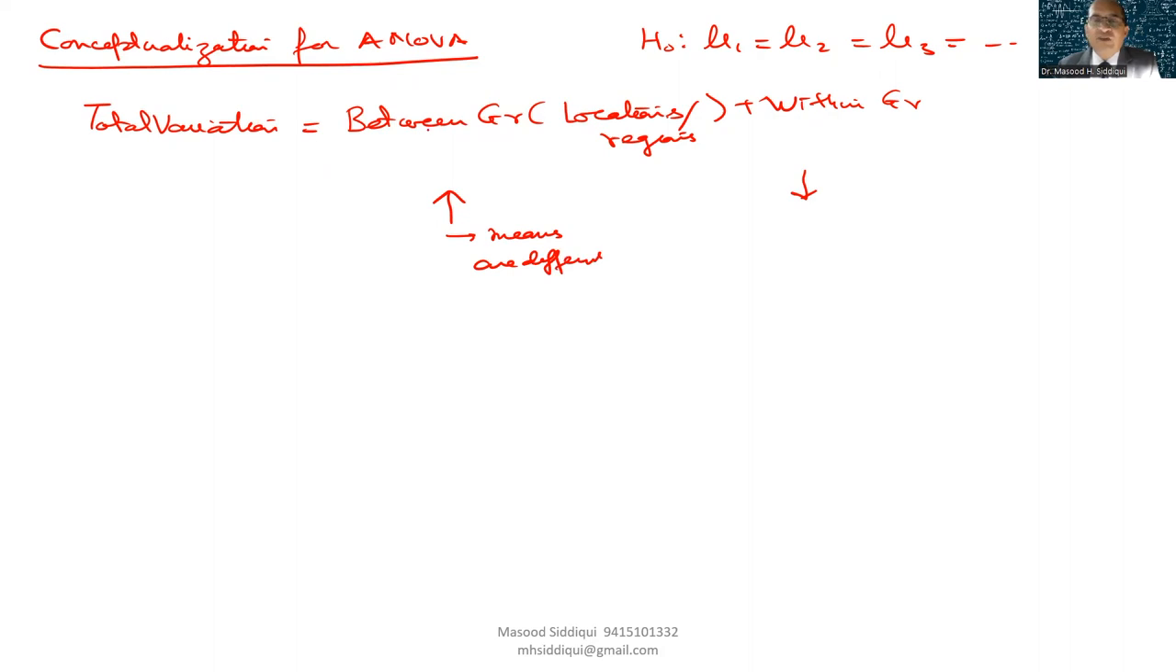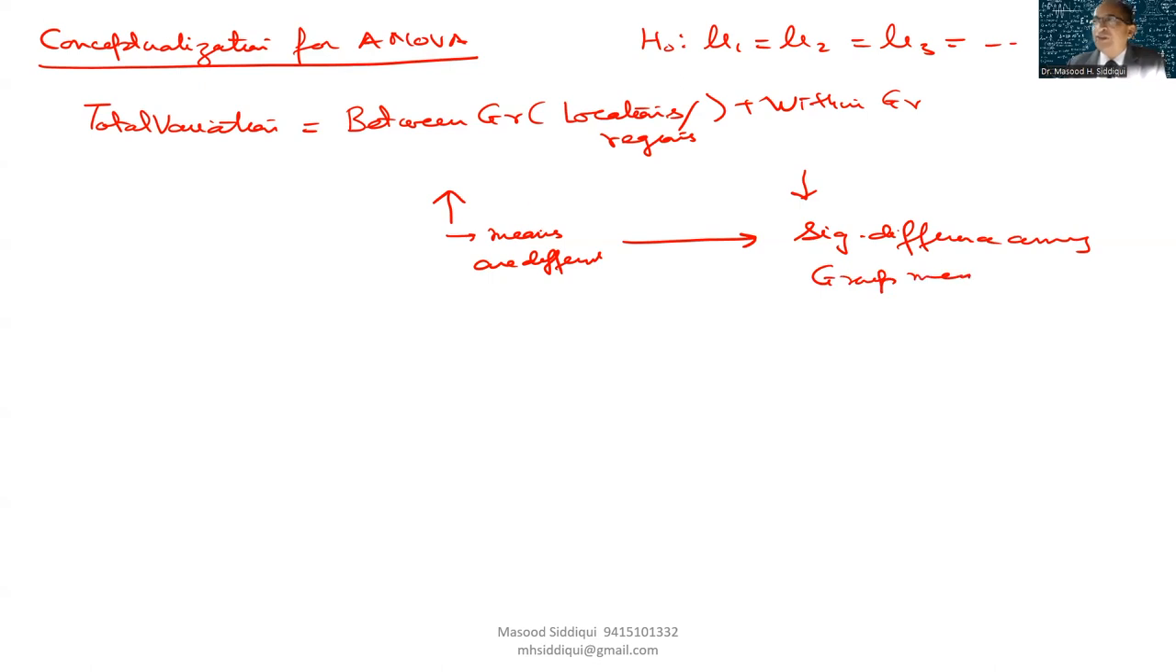Because between group means one region or location is giving a higher amount of sale and another location is giving a relatively lower amount of sale. Since one group is giving a higher amount of sale, its mean would be high as compared to the other. So this says that means are different. And if means are different, then obviously we say that there is a significant difference among group means.